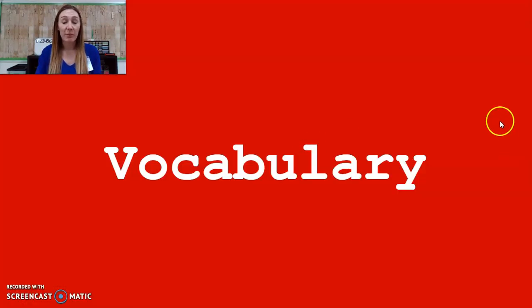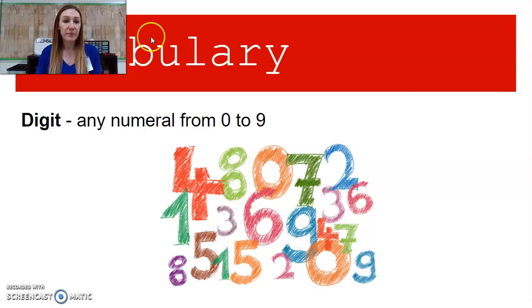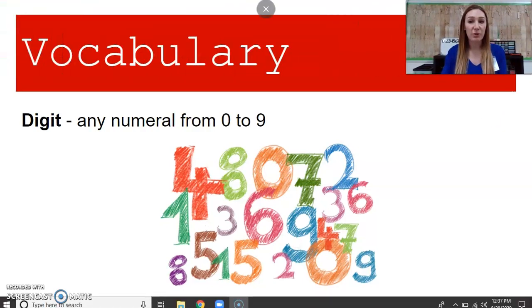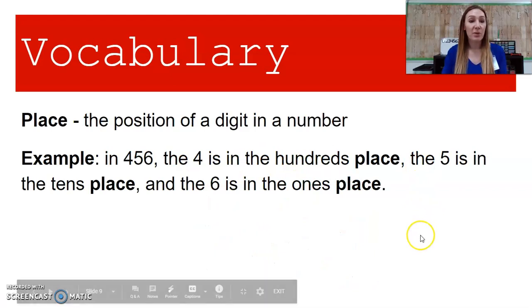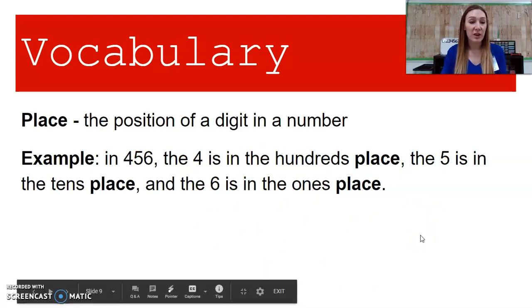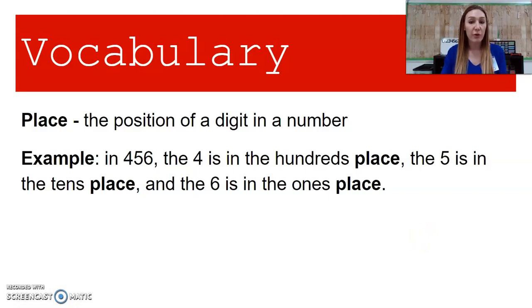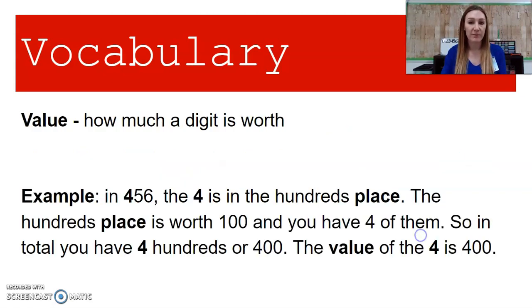Let's review our vocabulary really quickly. A digit is any numeral from 0 to 9. Remember, when we combine these digits, we create numbers. A place is the position of a digit in a number. For example, in 456, the 4 is in the hundreds place, the 5 is in the tens place, and the 6 is in the ones place.